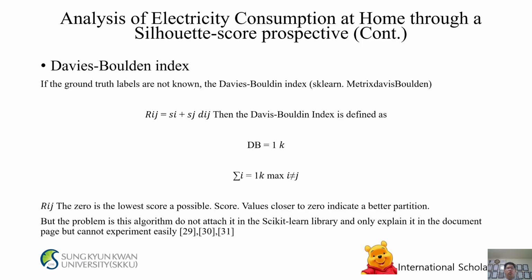Analysis of electricity consumption at home through a Silhouette score perspective continues. Davis-Bouldin index: if the ground truth labels are not known, the Davis-Bouldin index can be used. With the matrix R_ij = (S_i + S_j) / T_ij, the Davis-Bouldin index is defined as DB = (1/K) Σ_{i=1}^{K} max_{i≠j} R_ij. Zero is the lowest possible score. Values closer to 0 indicate a better partition.